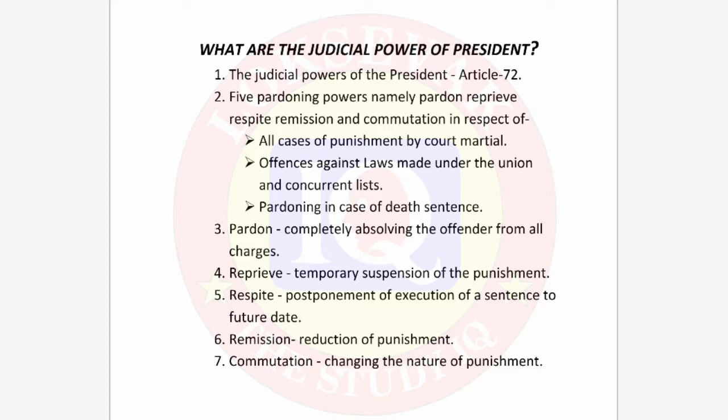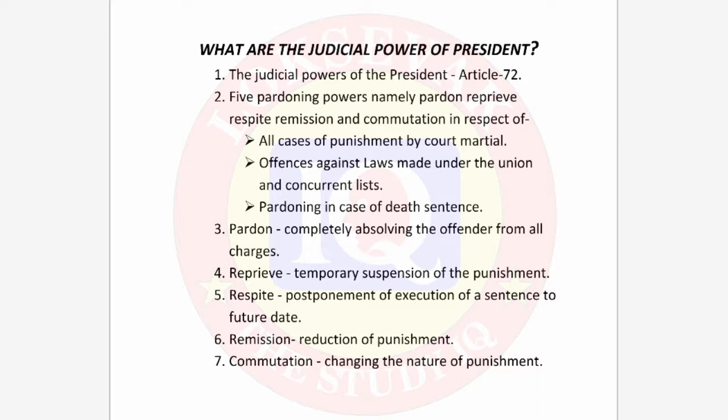The President has 5 pardoning powers, which are mentioned in Article 72 of the Constitution, namely pardon, reprieve, respite, remission and commutation in respect of all cases of punishment by court-martial. It means the President has this power in all cases of punishment by court-martial. The President can pardon, reprieve, respite, remit and commute a punishment given by law in respect of all cases of punishment by court-martial.